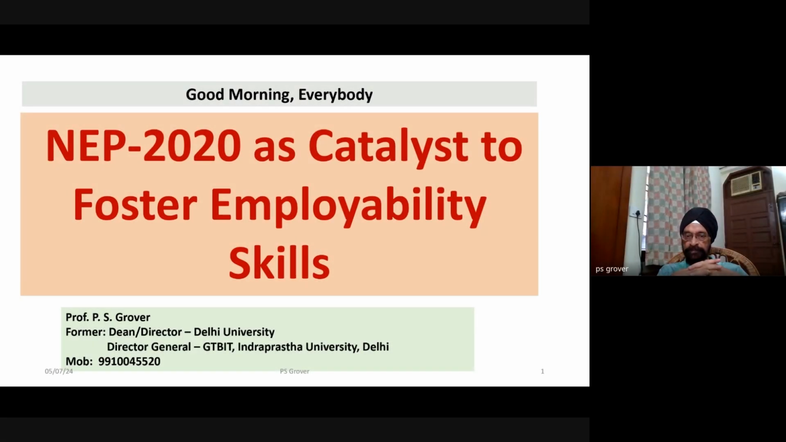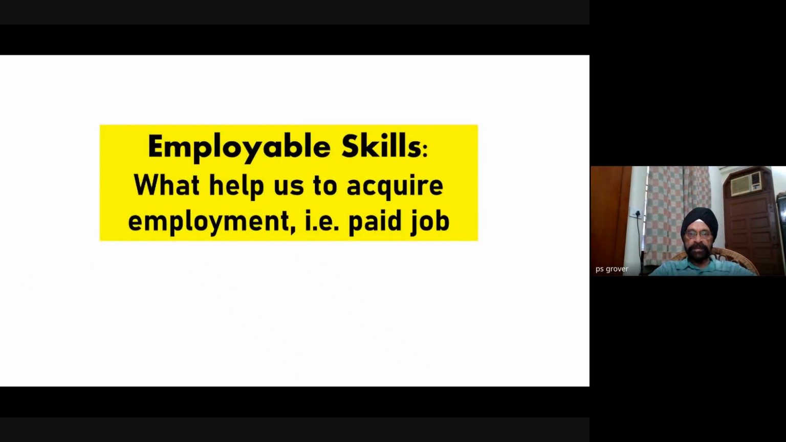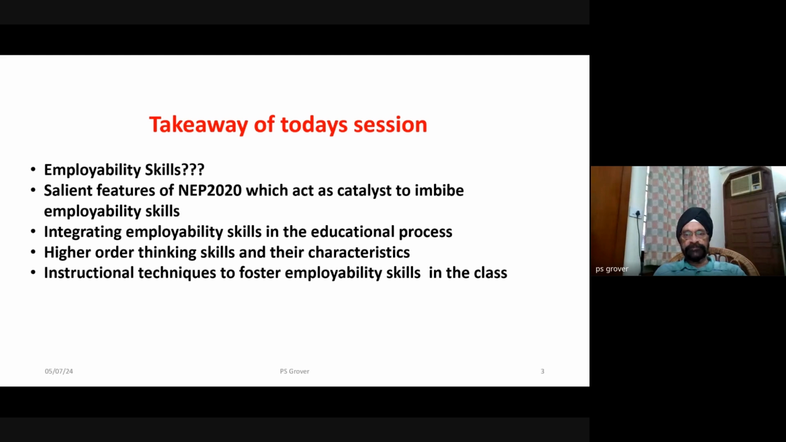It has been a big issue with us regarding the learning of the students as regards higher order thinking. Now, in this session we will look at what the takeaways of today's session are.